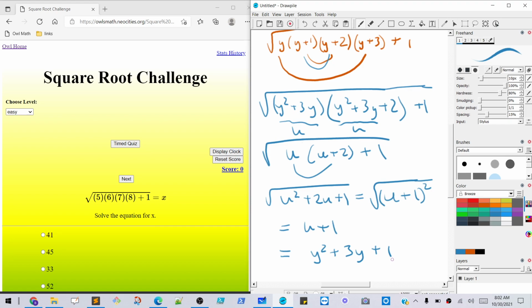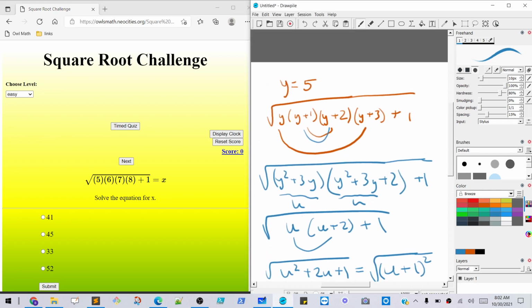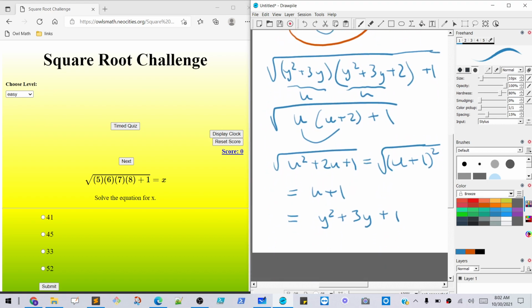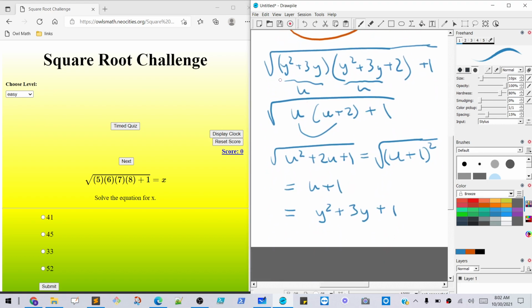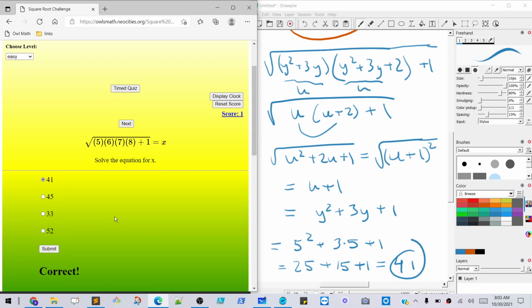And then finally, we just have to remember our initial substitution. In the problem, we want to get a numeric answer. They're not asking for y. All we need to do is remember our initial value for y. So then substitute in for y. We end up with 5 squared plus 3 times 5 plus 1. And that's just going to be 25 plus 15 plus 1 equals 41. And 41 is correct. That's our answer.